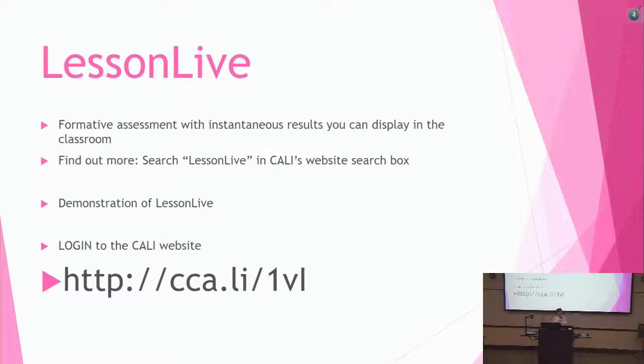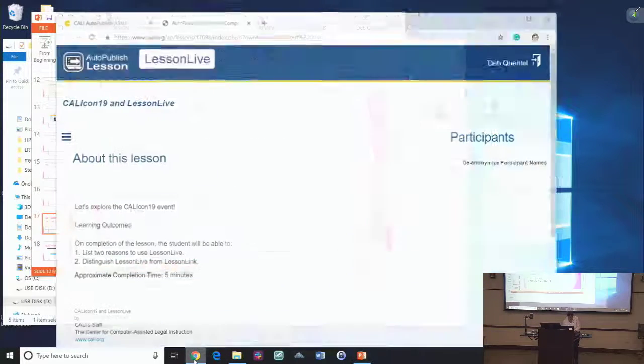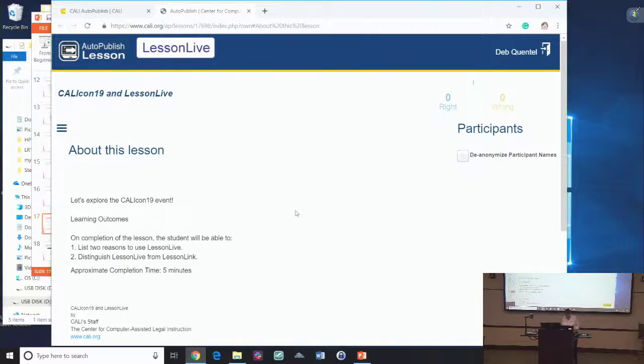So, what are we supposed to get? Hold on, not quite. You're supposed to get the page before that, which is a page that has the title CaliCon 19 and Lesson Live. Then go all the way to the bottom and click the button that says Run. Start. There you go. And then that will get you to the lesson, then you'll catch up with me.